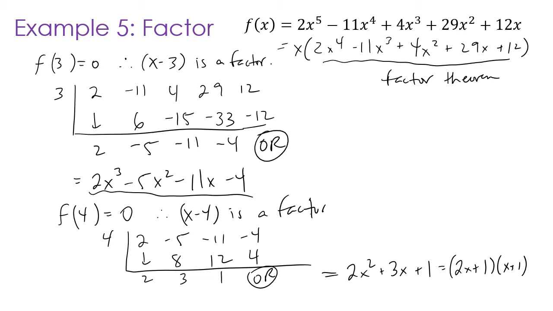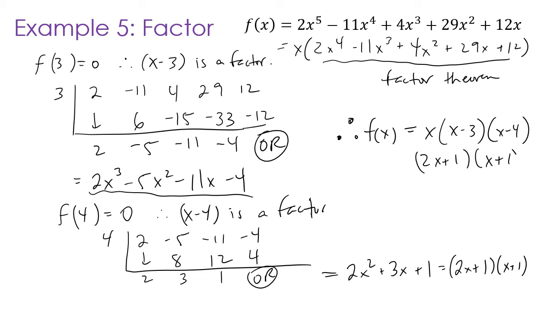So we had multiple ways to factor, common factor, box method, and then we had to go through the synthetic process twice. Putting that all together, therefore, f of x equals x, all of our factors, x minus 3, x minus 4, and then 2x plus 1, and x plus 1.